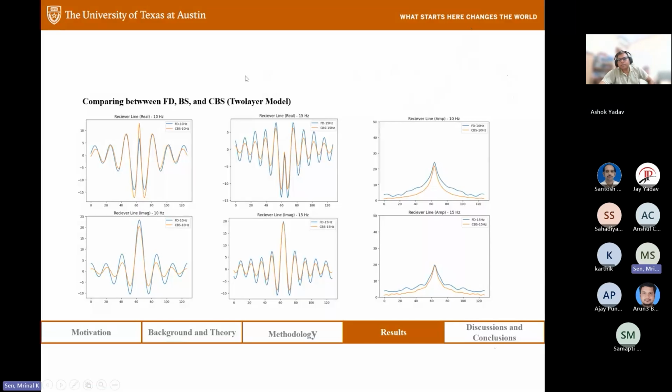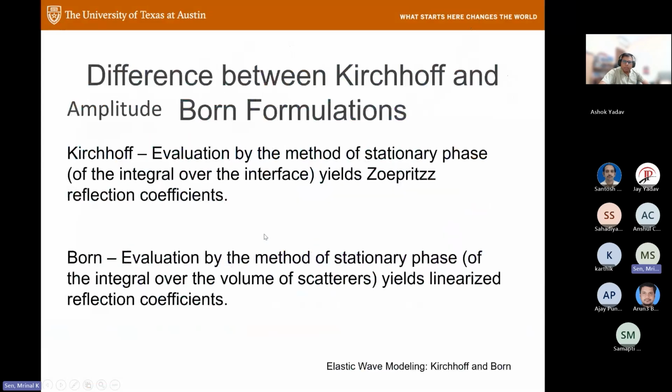Here I was showing you some traces, and you can see that the Born series does not match very well with the finite difference, but the convergent Born series matches better. The difference is that Kirchhoff evaluation by the method of stationary phase gives you Zoeppritz, and evaluation by the method of stationary phase here gives you the linearized reflection coefficient for Born. We used only the first order term in Born to show that, but maybe for higher order terms it will give you the exact Zoeppritz equation, but we haven't proved it yet.